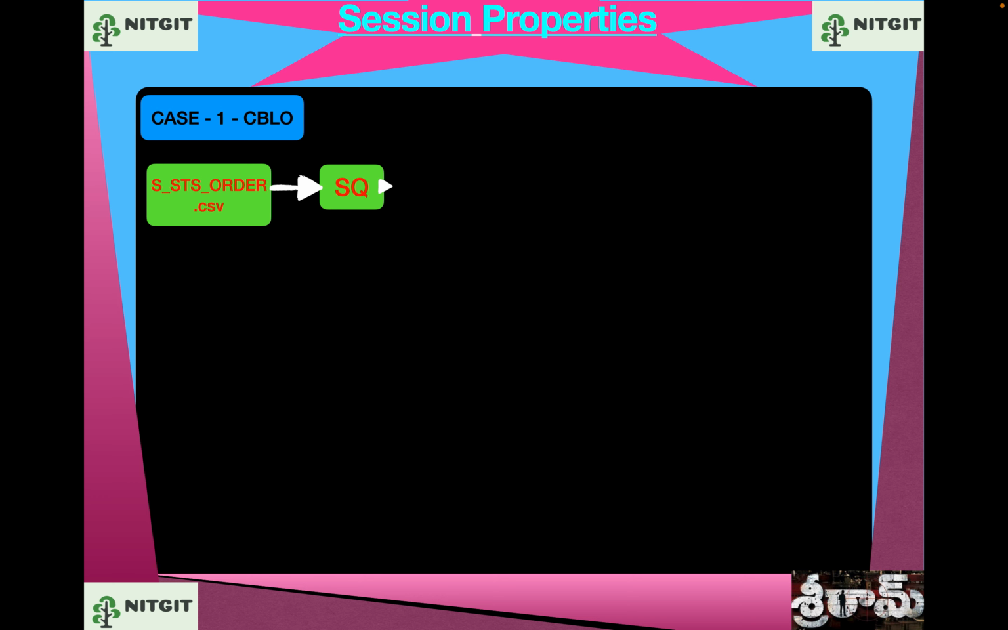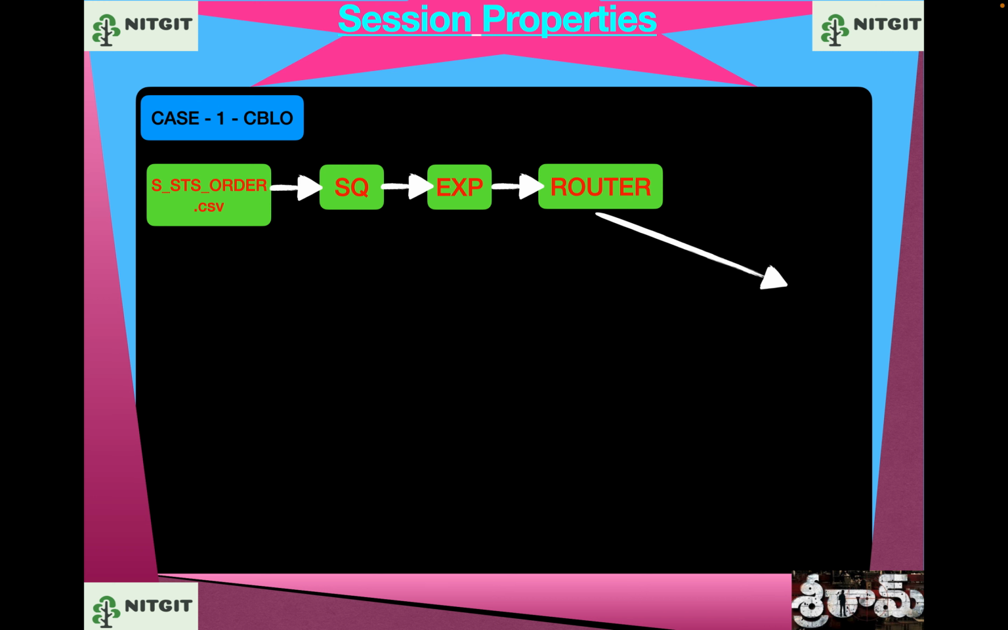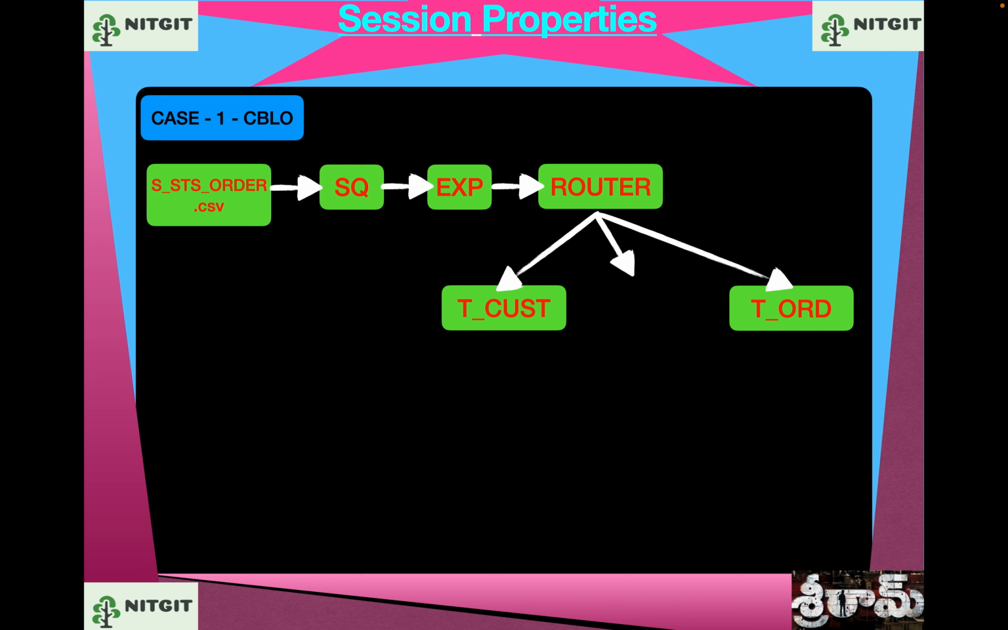The same mapping. STS order.csv is our source file, then the source qualifier and expression, and then a router to route into multiple tables, and I have the product, order, and customer tables here. Let us see how the target table structure is. The lookup is an unconnected lookup here.